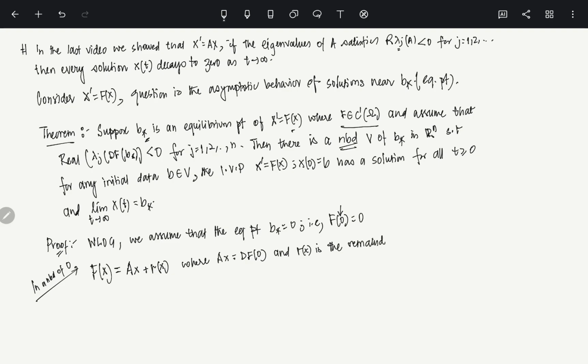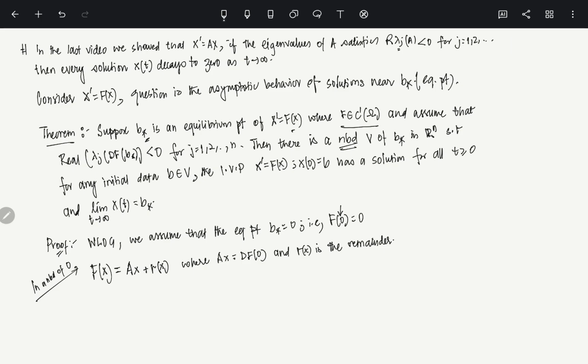Do you understand what we are doing here? We are using Taylor's theorem. First of all, f of x is f of 0 plus df at the point 0 acting at h, and all those things are there. But f of 0 is 0, so this is gone. So f of x is df 0 acting at x, plus a remainder term. This is first order Taylor's theorem, which I am using for several variable functions. Yes, r is the remainder term.